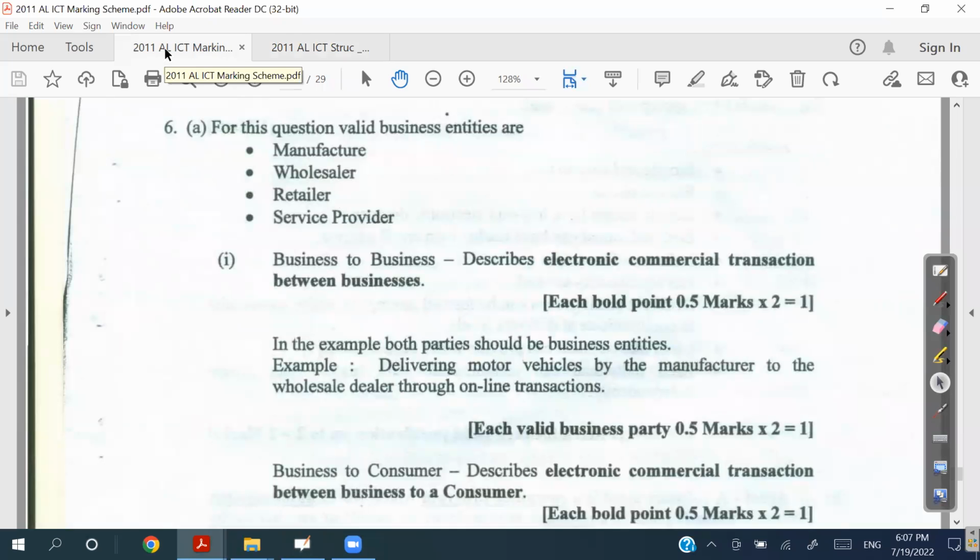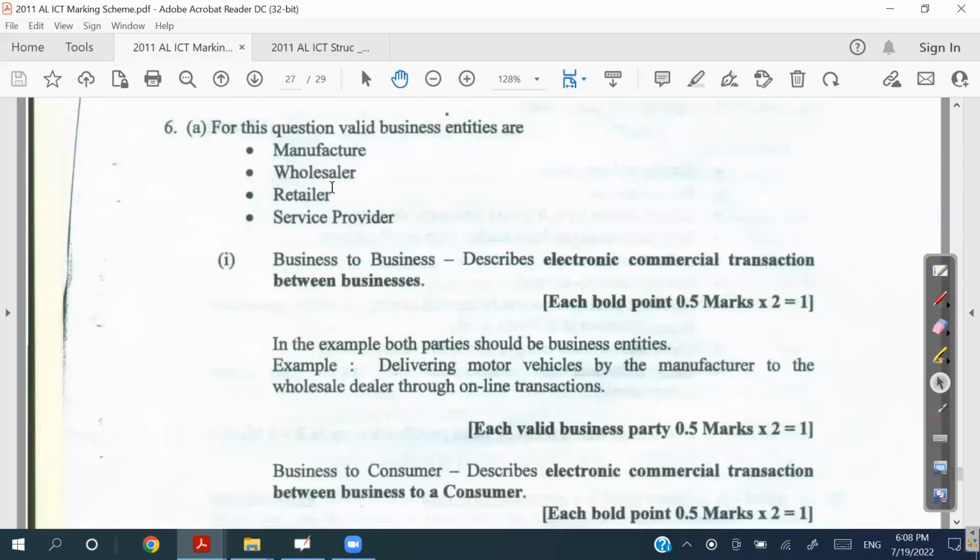So they have mentioned something like business entities like manufacturers, wholesalers, retailers, service providers. If you do not mention the word business, then you can identify this particular term in your explanation. But remember, when you are giving the example, right? Not when you are giving the explanation about what is B2B, right?